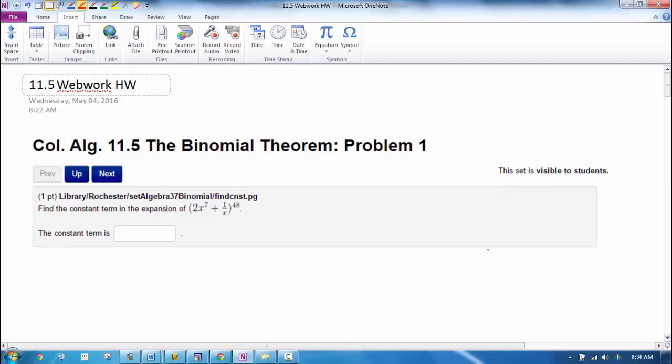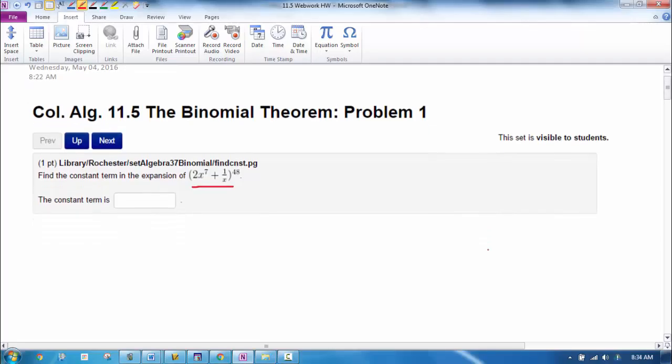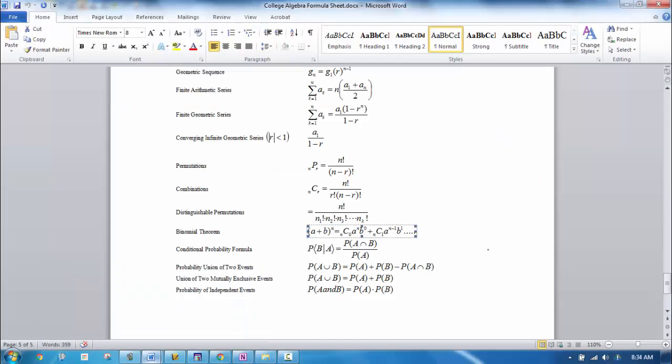Okay, this is 11.5 homework. The first problem wants us to find the constant term in this expansion right here. So we're starting the homework without a doubt. Sorry about that. The order is not very helpful with this, but we need to expand this out using the binomial theorem. Now the binomial theorem is on the formula sheet, which is right here under chapter 11.